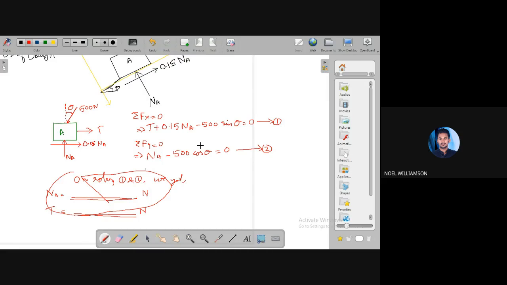I think you have got these relations. So we will consider the free body diagram of B also. So we will get another 2 relations. After that we will get the values.